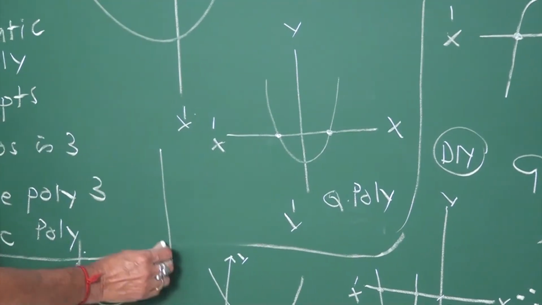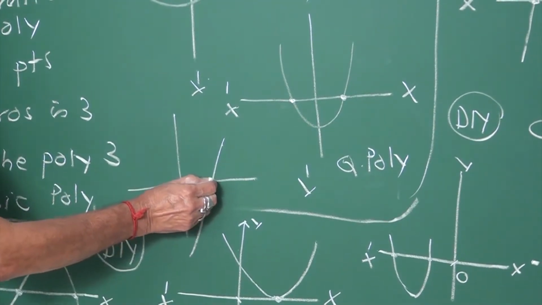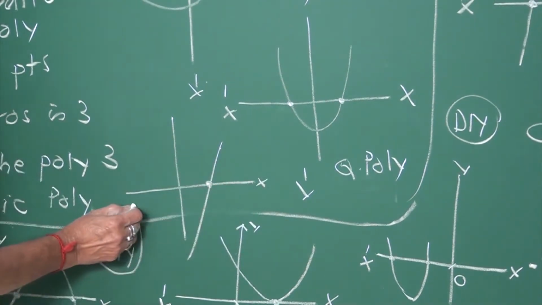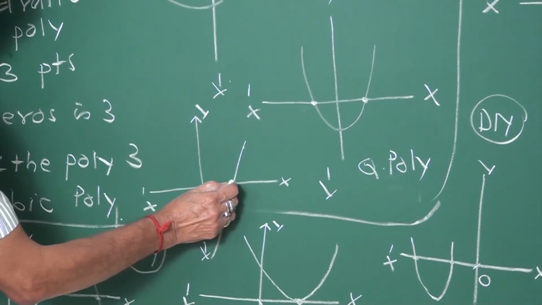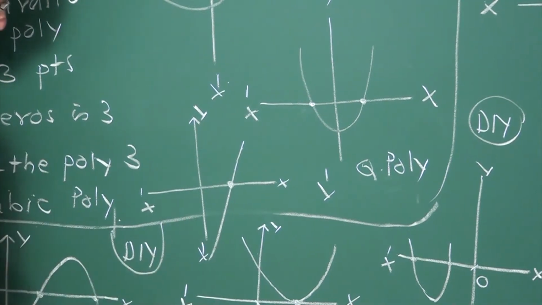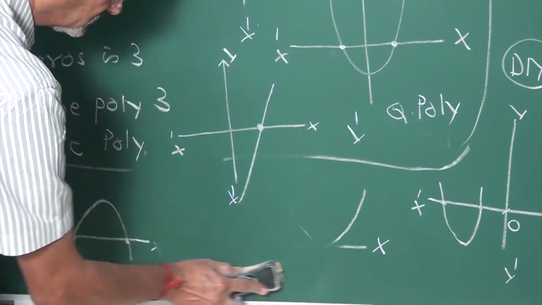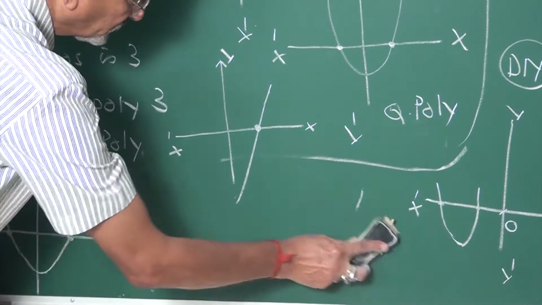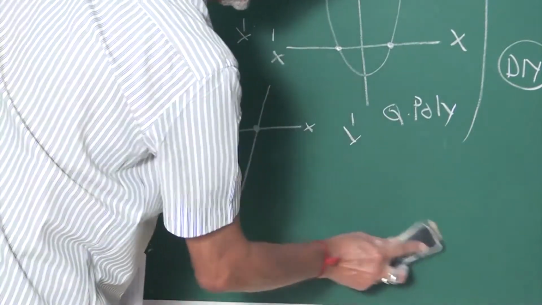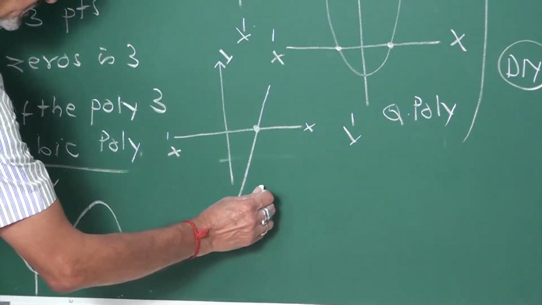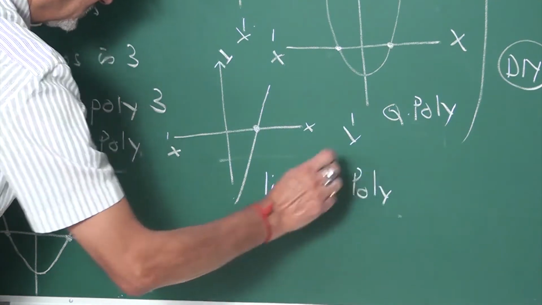Sometimes they give like this. Yes, my friends. This is the line which cuts the x-axis at only one point. What is this? This is a linear polynomial. In this case, it is a linear polynomial. It is a line. In the previous case, it is a quadratic polynomial. This is a linear polynomial.